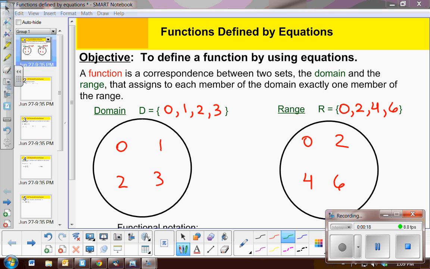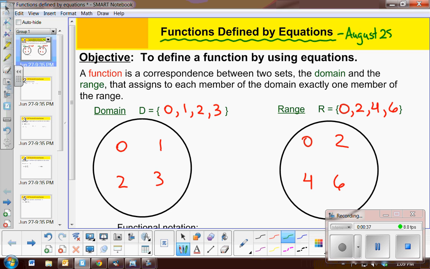So what I'd like you to do at the top of your paper is write this title: Functions Defined by Equations. And would you also put today's date? So you would write August 28, 2012. Now this will go in your divider under your class notes and work, and this will give you some information and some important vocabulary.